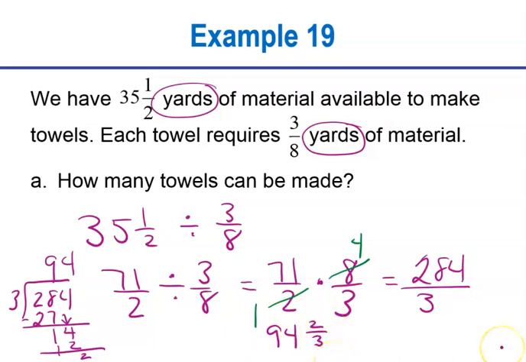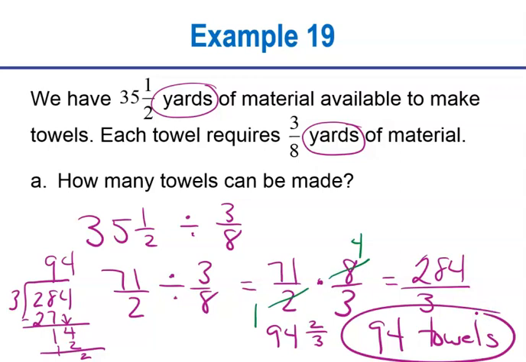All right, now, how many towels can be made? 94 2/3. What do you think about the 2/3? Well, we don't need 2/3 of a towel, so how about 94 towels? That answers the first question.